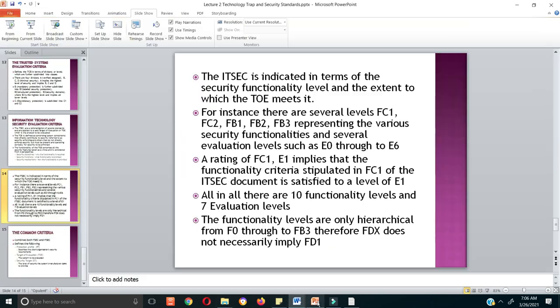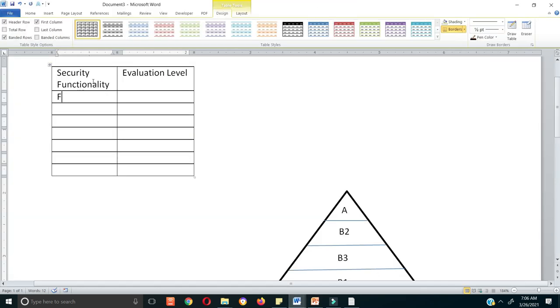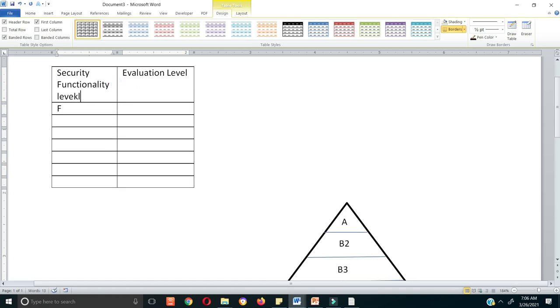You could have an FC1 system. On this side you have the security functionality level, so you could have an FC1 rated system, and on this side you have an evaluation level. So this an evaluation level of E6. Then you could have an evaluation level of E5. Then you could have an evaluation level of E4.